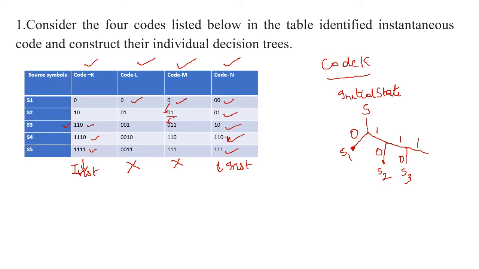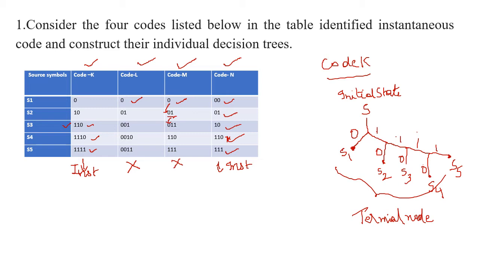Next, we don't have any code word for 111, so we'll branch this again. We'll have 1 and 0. Now 1, 1, 1, 0 is nothing but the symbol S4. Next 1, 1, 1, 1 from the initial node will be the symbol S5. So this is the initial state, and all these nodes are called the terminal nodes of your decision tree. This is how a decision tree is drawn for a given problem. Similarly, we can do it for the next codes L, M and N.